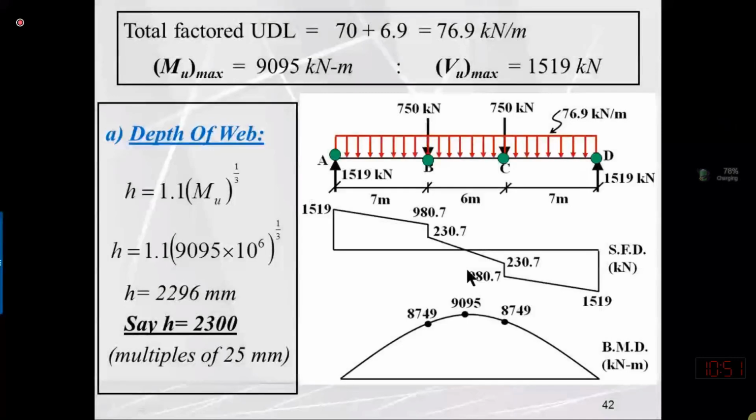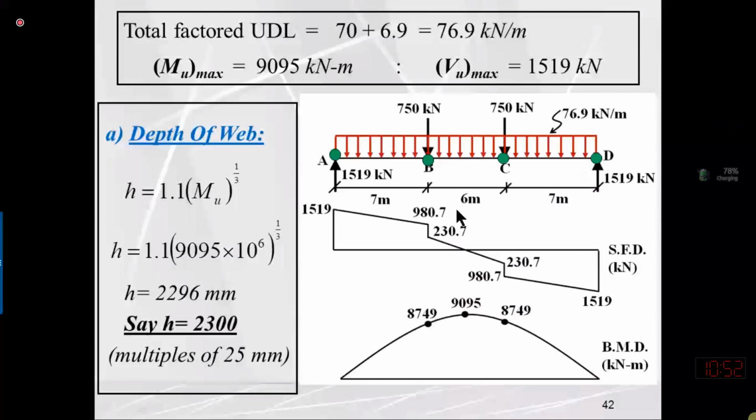Although the bending moment is 8749 at B, the bending moment diagram is not uniform. So moment is changing from 0 to maximum value. But this center span is subjected to a minimum moment of 8749 and a maximum of 9095. So I'm assuming that segment B and C, whose unbraced length is 6 meter in lateral direction, is the critical one.